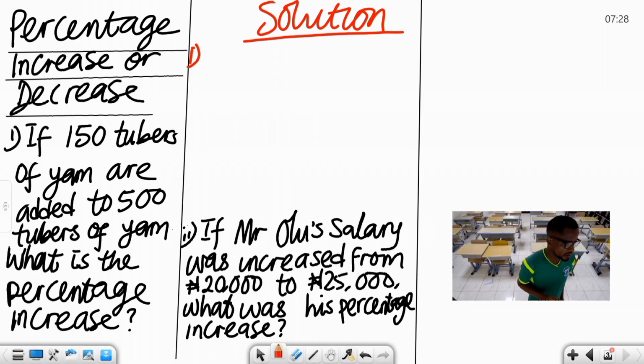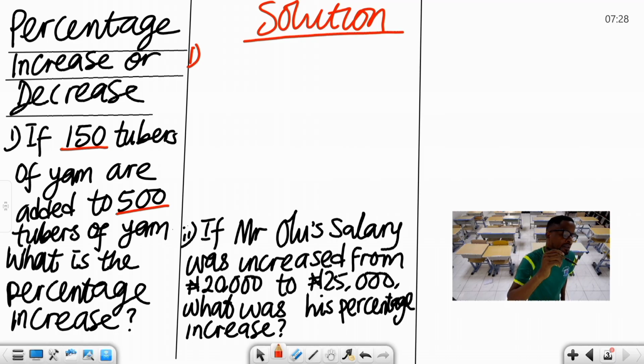We want to find out percentage increase. So if 150 tubers of yam are added to 500 tubers of yam, what is the percentage increase? So in this case, the increase is actually 150. We want to add 150 to 500 tubers of yam. At the end of the day, it's going to give us 650. But actually, we are not interested in the 650. But the increase is 150.